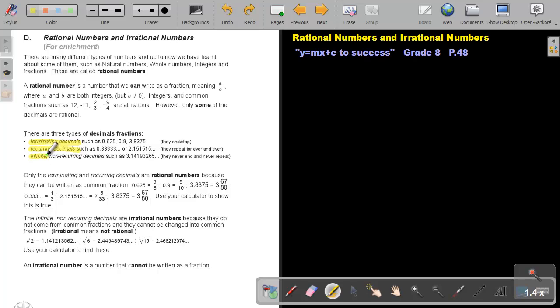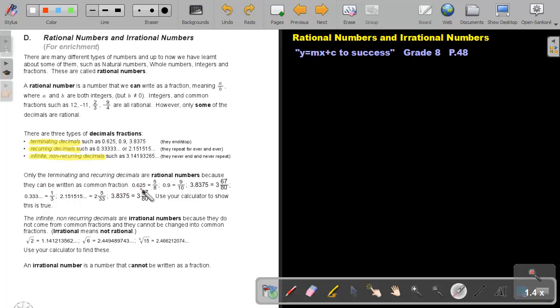And then infinite or non-recurring decimals such as 3.1419325, and it just goes on. They never end and never repeat. Only the terminating and recurring decimals are rational numbers because they can be written as common fractions.